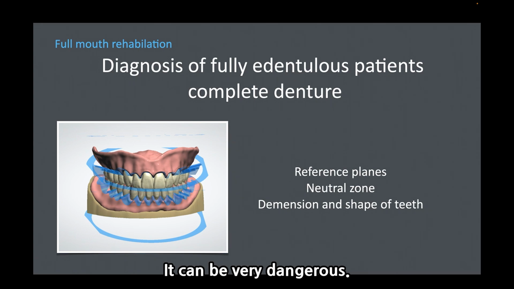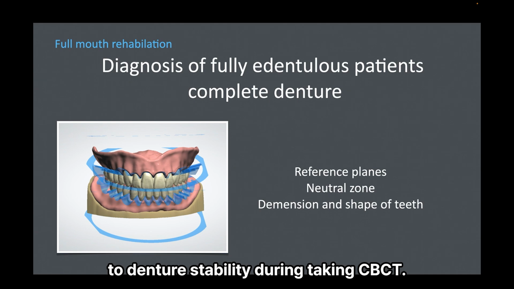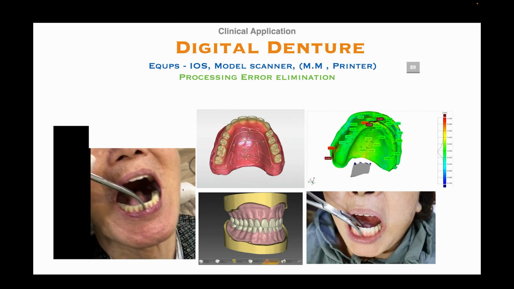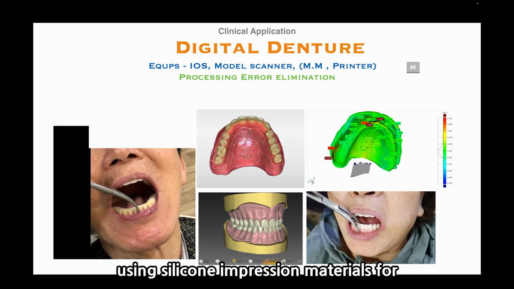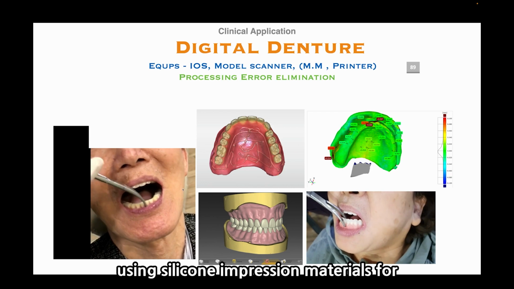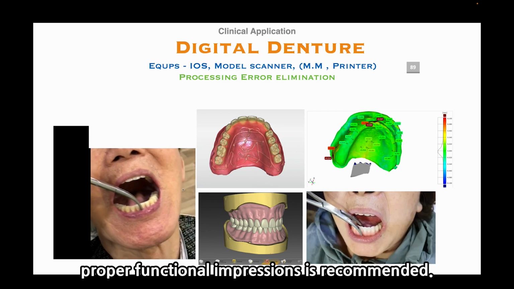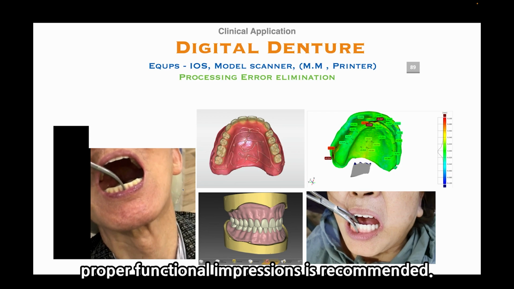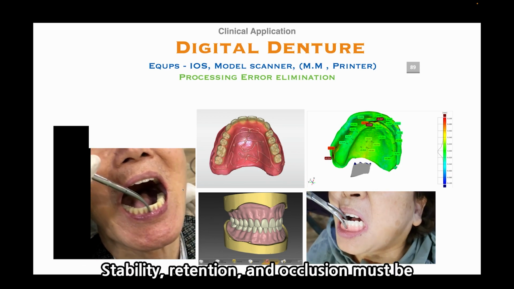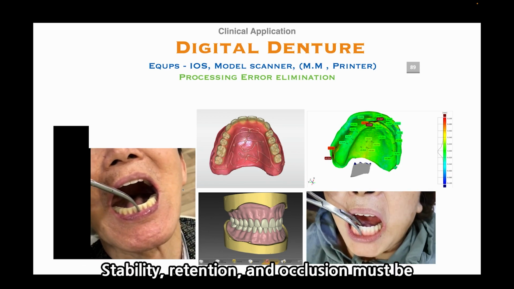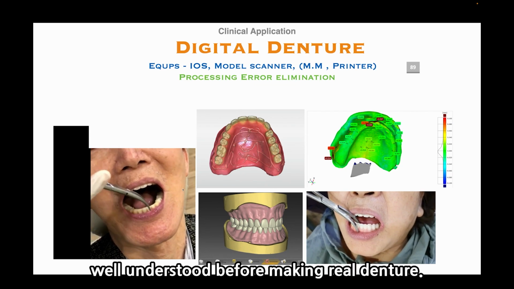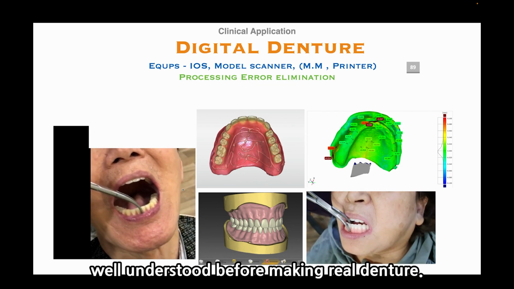It can be very dangerous. This can create huge errors, so you should be very careful about denture stability during taking CBCT. For digital dentures, using silicone impression material for a proper functional impression is recommended. Stability, retention, and occlusion must be well understood before making a digital denture.